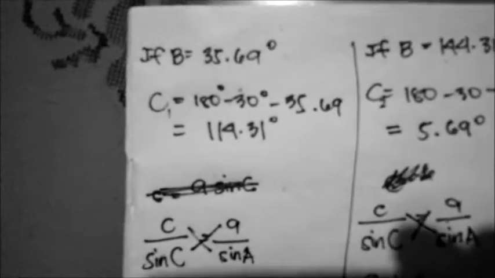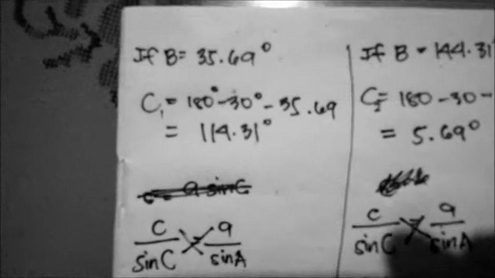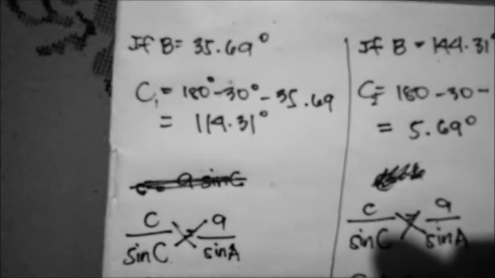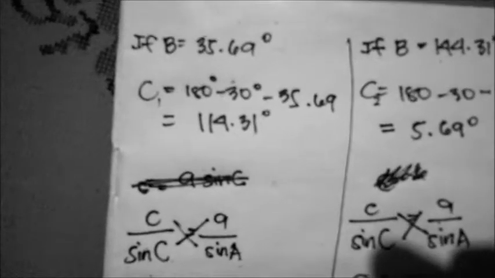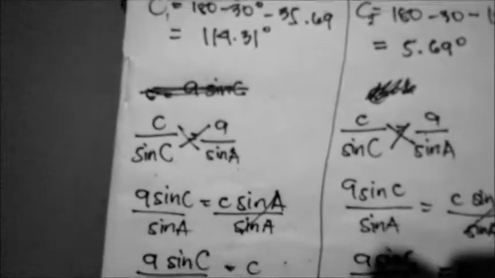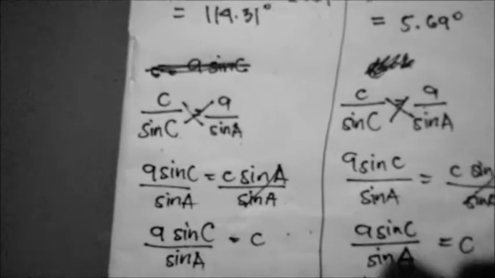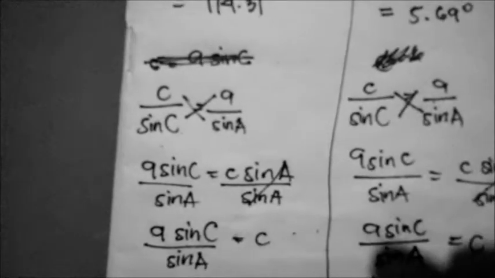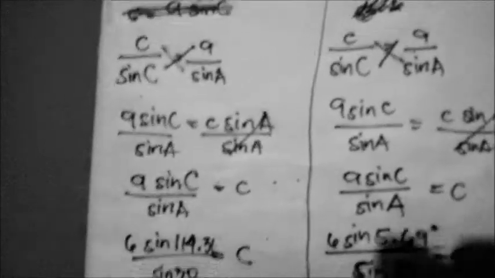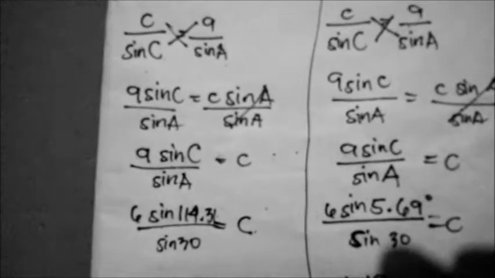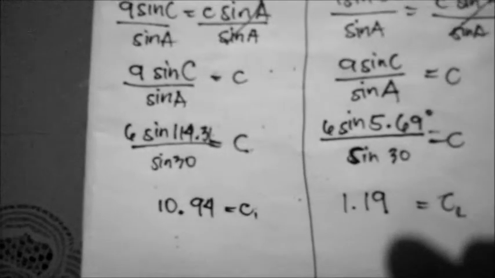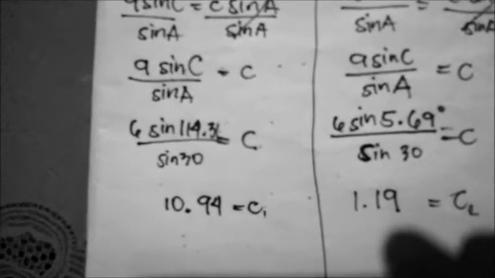If B equals 35.69 degrees, then angle C equals 180 degrees minus 30 degrees minus 35.69 degrees, which equals 114.31 degrees. To solve for side C, we use the sine formula C over sine C equals A over sine A. We derive the formula, which is A sine C over sine A. Substituting the values, we get 6 sine 114.31 over sine 30. The value of C sub 1 is 10.94.